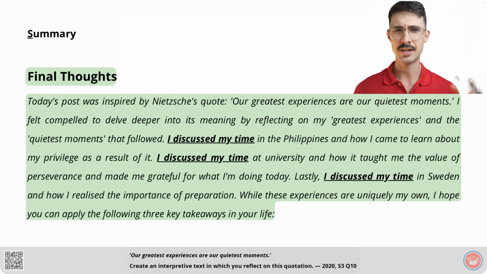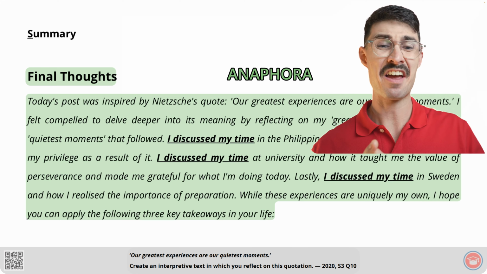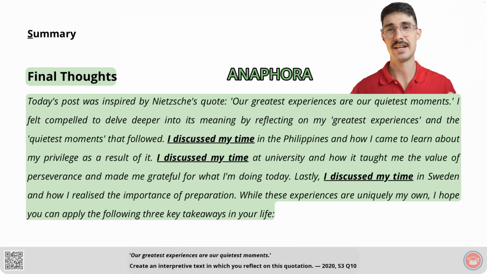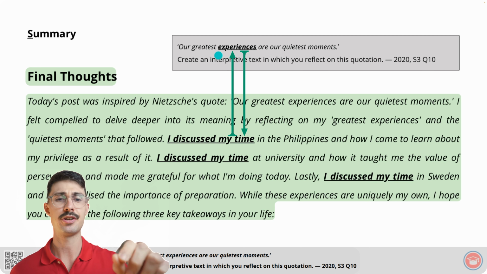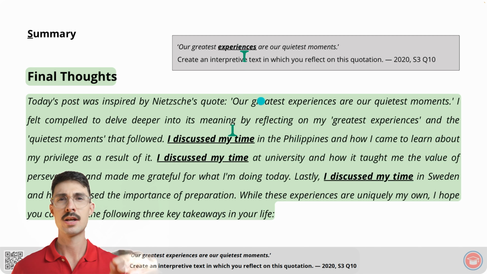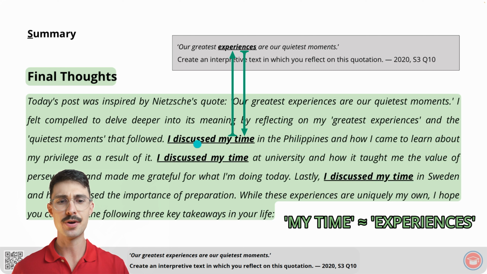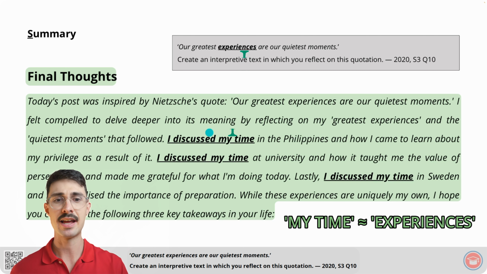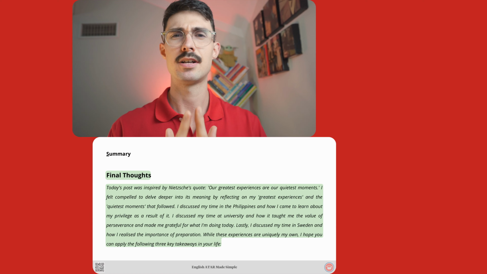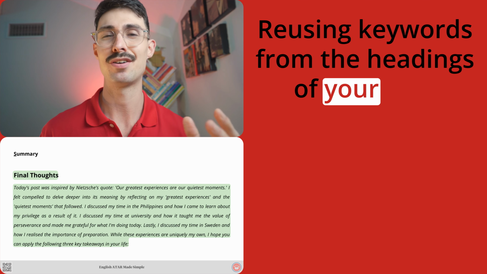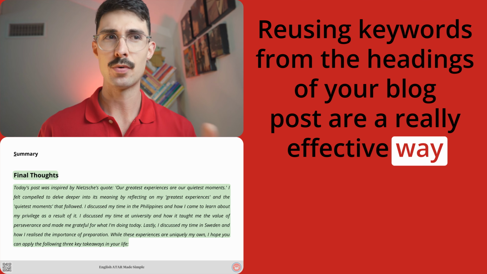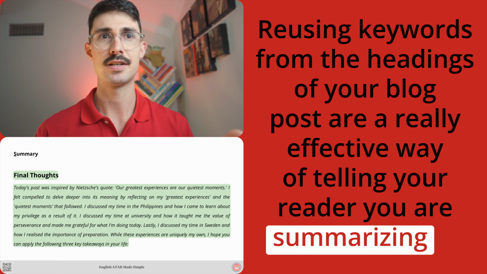Turning to another point, note the repetition of the phrase, "I discussed my time." Anaphora is the technique used. Repetition of this phrase indirectly refers to the term experiences in the question. In other words, repeating the words "my time" indicates that I have discussed experiences. Another really important point is that reusing keywords from the headings of your blog post is a really effective way of telling your reader you are summarizing it.